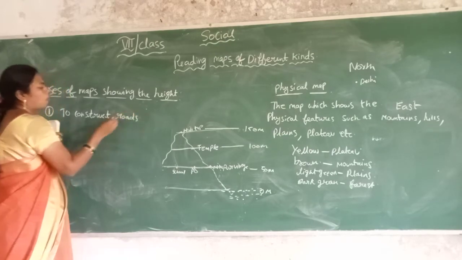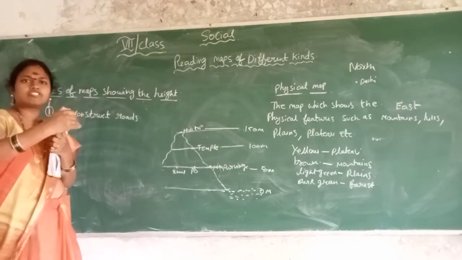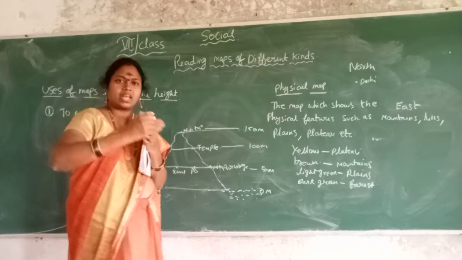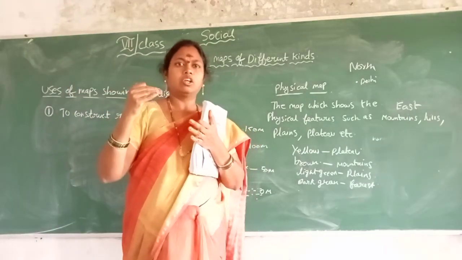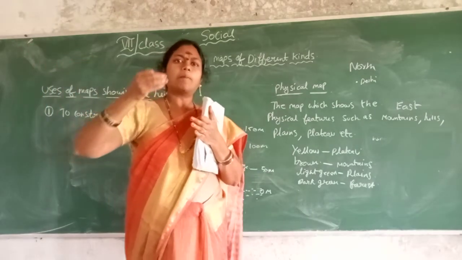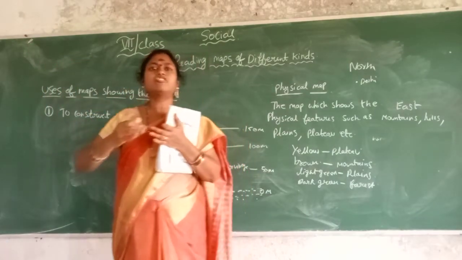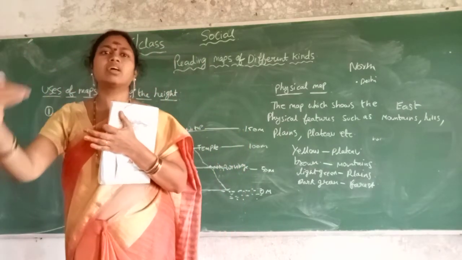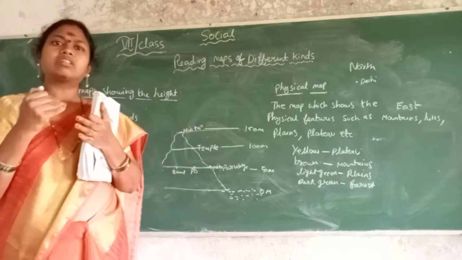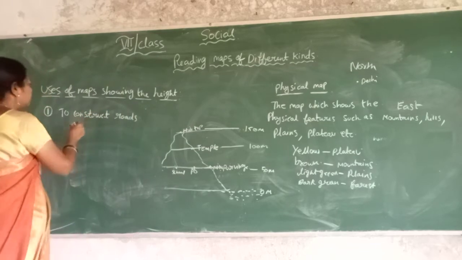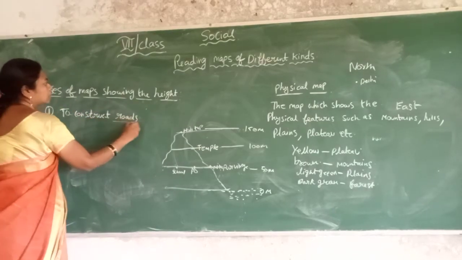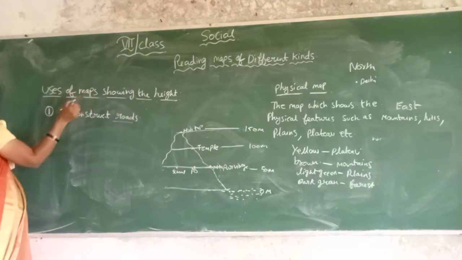For example, you want to construct roads from one place to another, from a plain village to a village situated on a mountain. You want to lay a road. So compulsorily you need to know how much height the place is situated from the sea level. For that you have to see the map showing the height. So to construct and plan roads, the map showing the height is very useful.